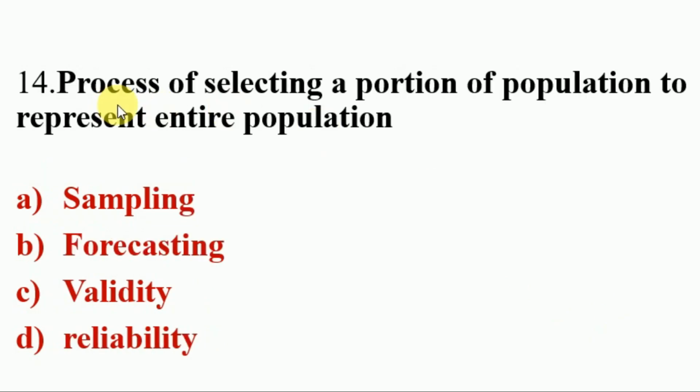Next question. Process of selecting a portion of population to represent entire population. Options: A. Sampling, B. Forecasting, C. Validity, D. Reliability. Answer is A. Sampling. So sampling, it is a process of selecting a portion of population to represent entire population.